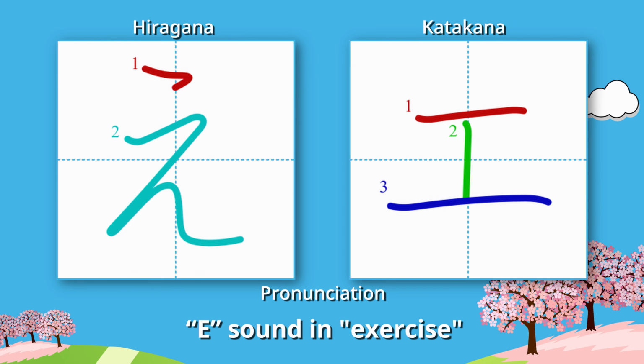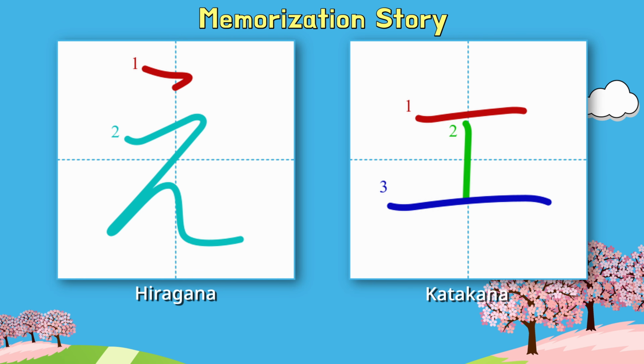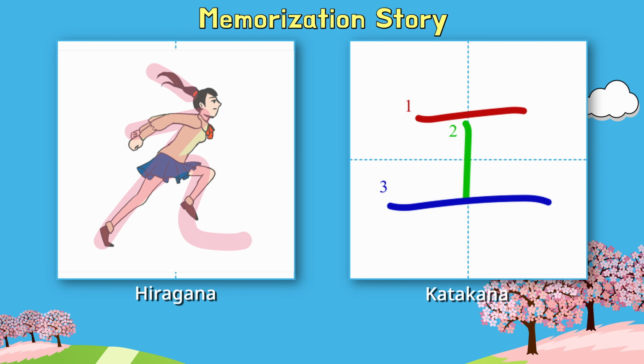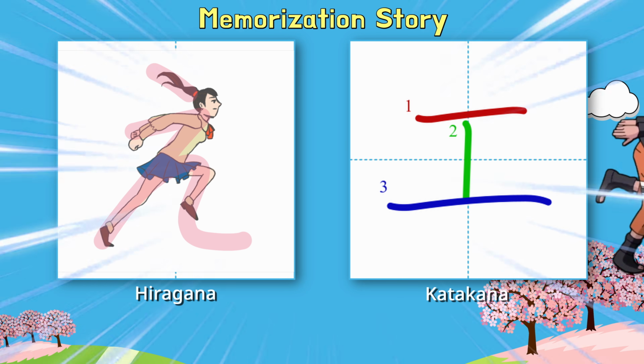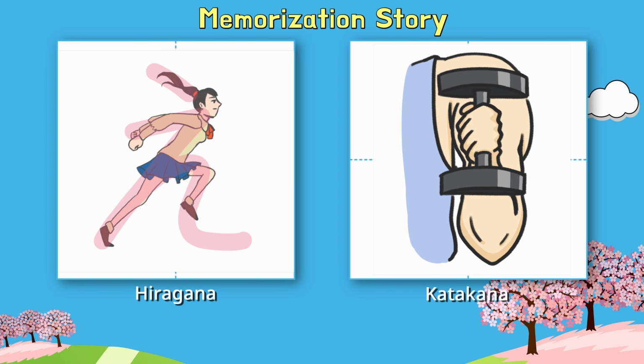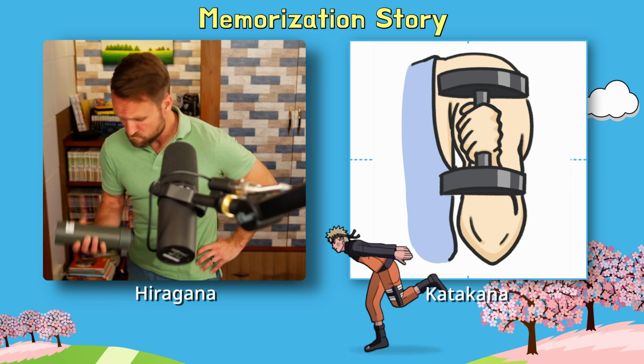When written in Roman characters, or romaji as it's referred to in Japanese, these characters are represented with E. They sound like the E in exercise, though. The hiragana version looks like someone with long hair and giant feet exercising by doing a Naruto run. The katakana is easy. It's a dumbbell used for exercise.